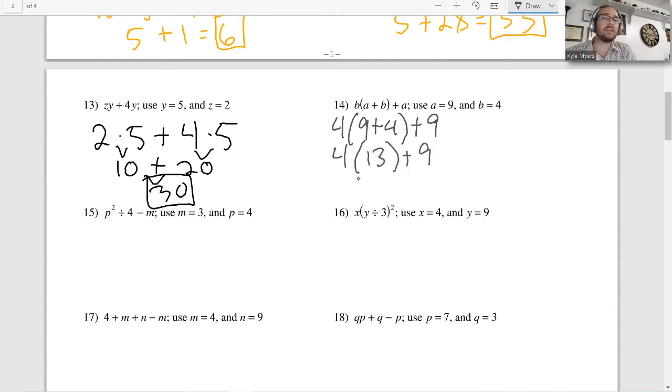All right, so I did PEMDAS, right? I did the parentheses first. There's no exponents, so then I do this. The trick to multiplying by 4 is to double it twice. So double it, 26. Double it again, 52. 52 plus 9. The trick to that is to add 1 digit to the tens place and take away 1 digit from the ones place. So 6 and 1. So many math tricks out there.